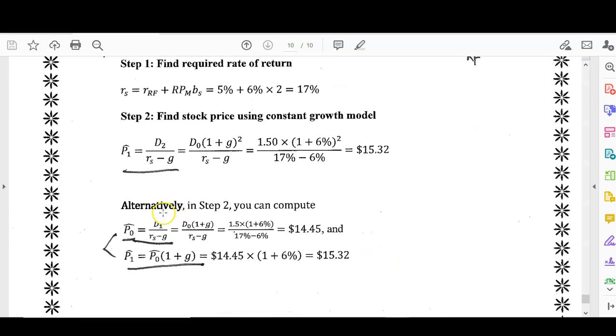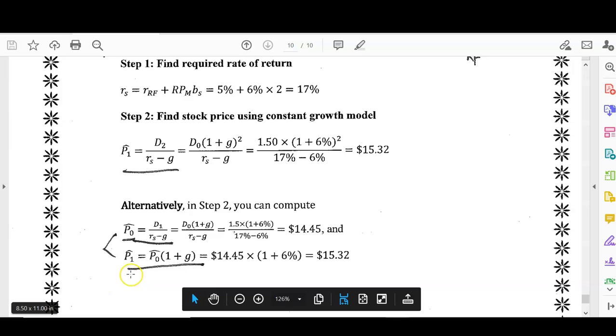An alternative way in step 2 is to compute P0 first as D1 over RS minus G, which equals D0 multiplied by 1 plus G over RS minus G. So P0 is 14.45. P1 would be P0 multiplied by 1 plus G. So we use 14.45 multiplied by 1 plus 6%, which gives 15.32.